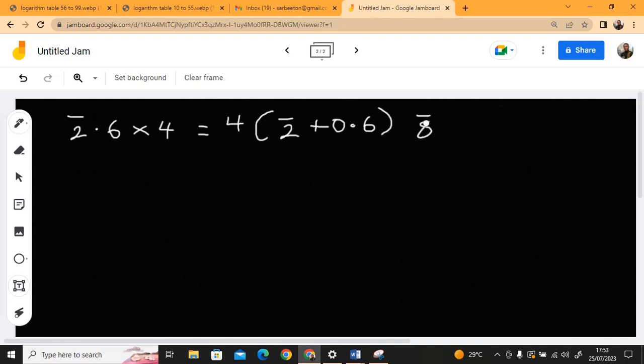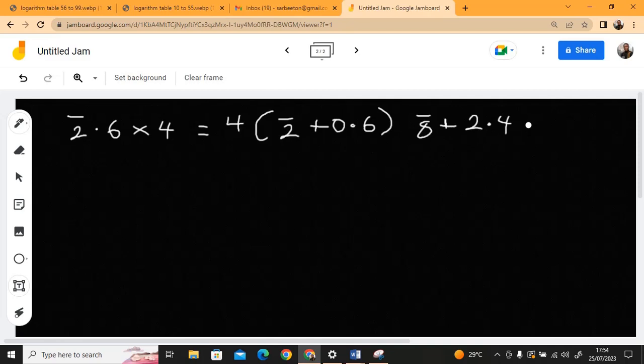Let's say you have bar 2.6 times 4. Now the same thing you do here, you bring the 4 outside, you open a bracket, so that is bar 2, right? Plus 0.6. You close the bracket. 4 times bar 2 is bar 8, plus 4 times 0.6, I think that should be 2.4. Yeah, that's 2.4 if I'm not mistaken.